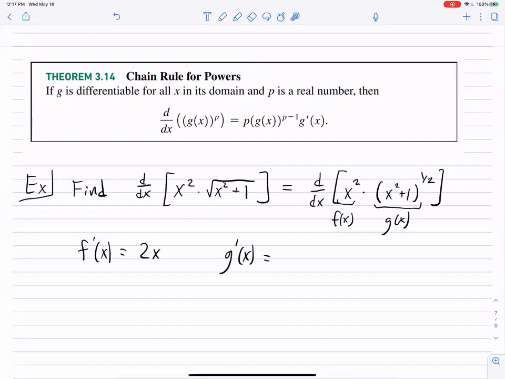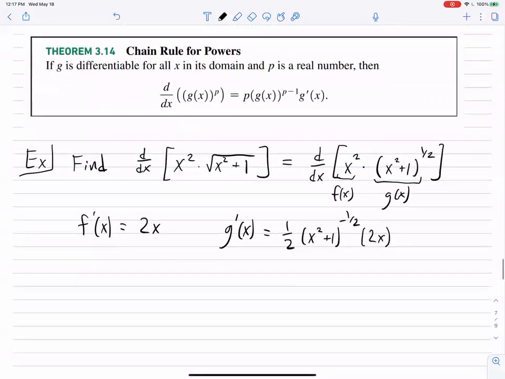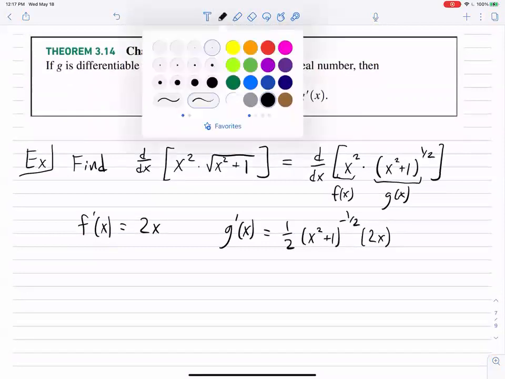G prime of x, because this is a composition, we take the derivative of the outside function, so bring the 1/2 out. So 1/2 x squared plus 1, and then we subtract 1 from the power, right? And so it's negative 1/2, and then times the derivative of the inside function, which is 2x. And so now that we have all those pieces, we're ready to calculate the derivative.